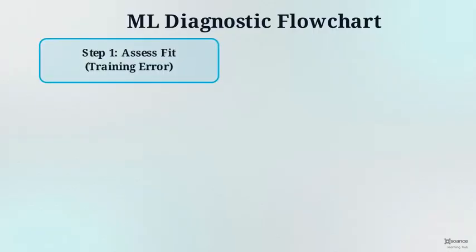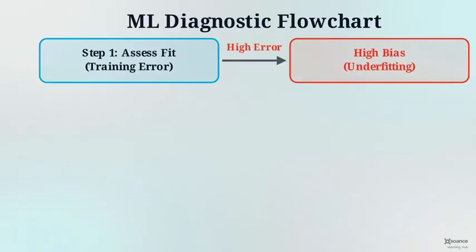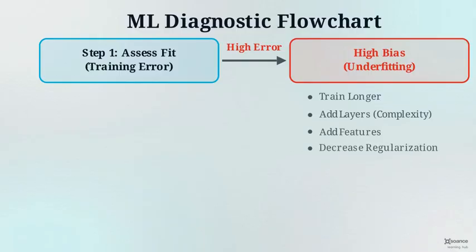To navigate to that sweet spot, we use a strict diagnostic flowchart. Step 1. Look purely at your training data. Is the training error high? If yes, you have a bias problem. Do not look at the validation set yet. Instead, train the model longer, add more layers, find more features, or decrease your regularization. Once you get the training error down, you move to step 2.